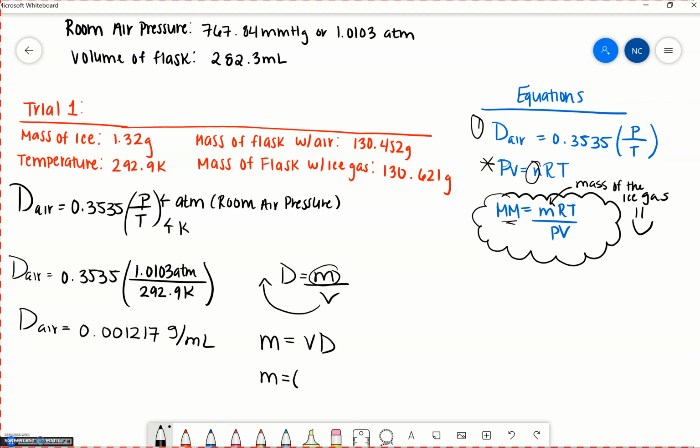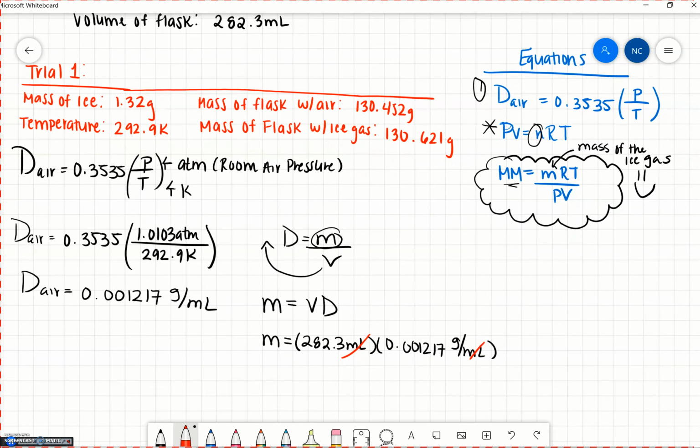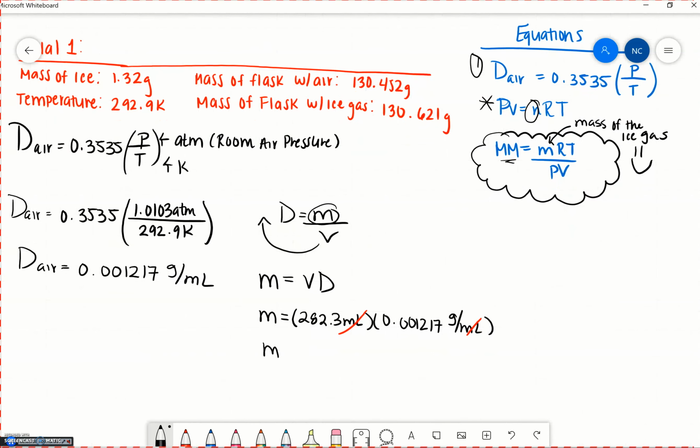So volume is 282.3 milliliters times the density that you just calculated, which is 0.001217 grams per milliliter. Milliliters cancel out, and you're left with just grams. And the answer you get should be 0.34437 grams. That is the mass of the air.